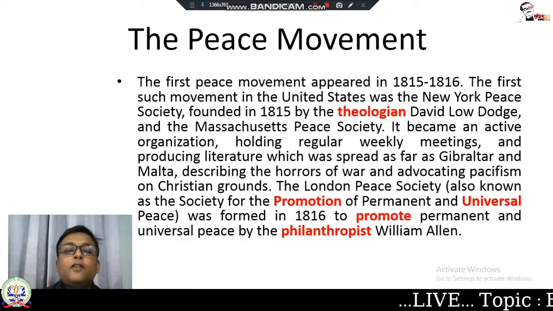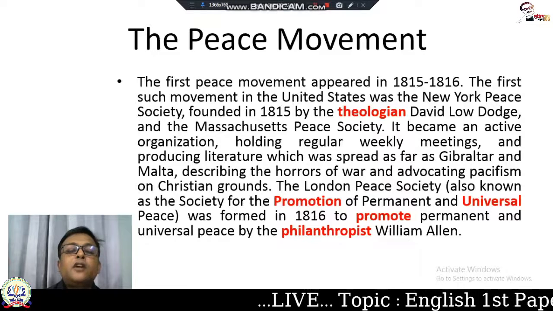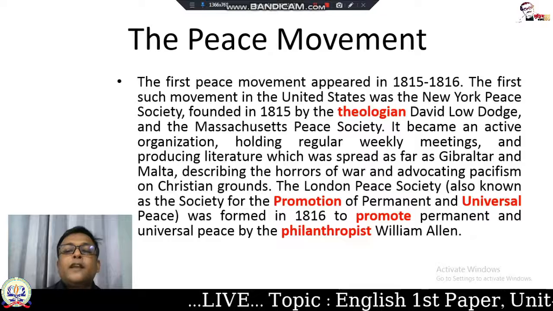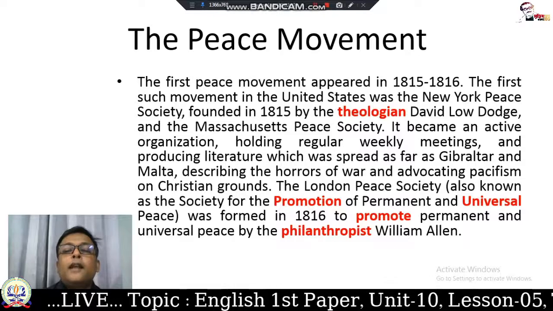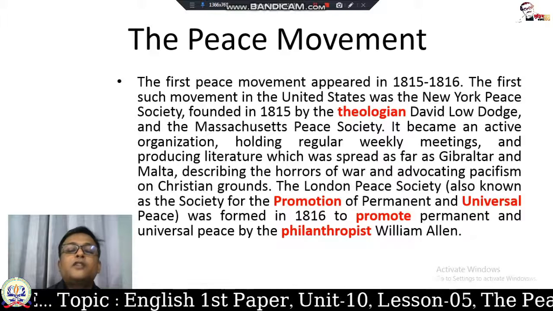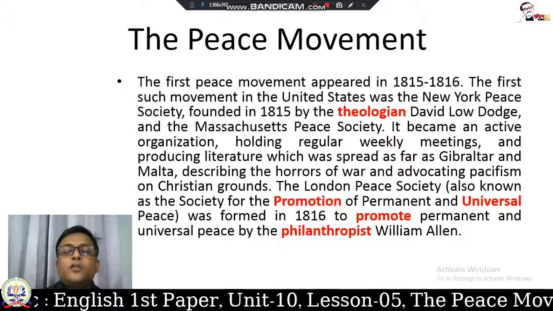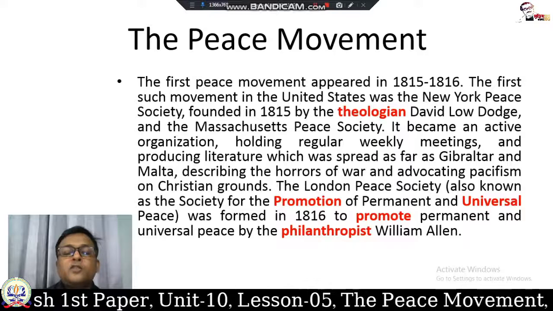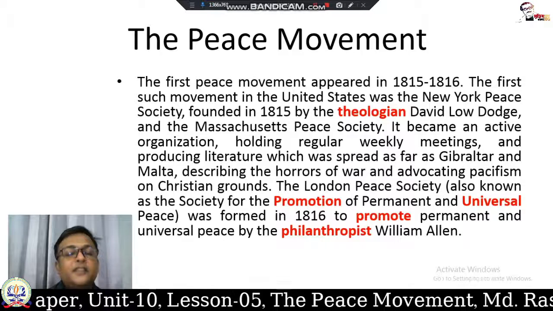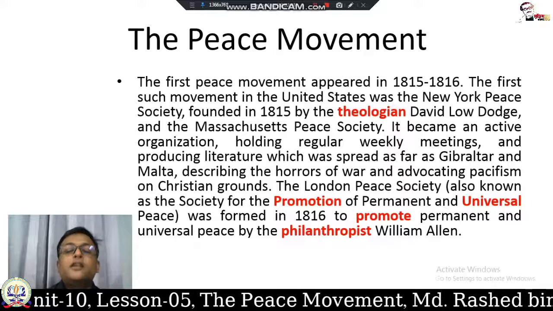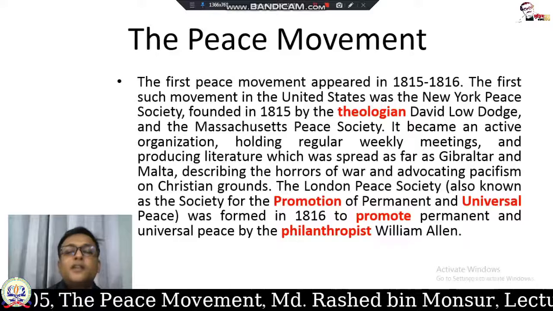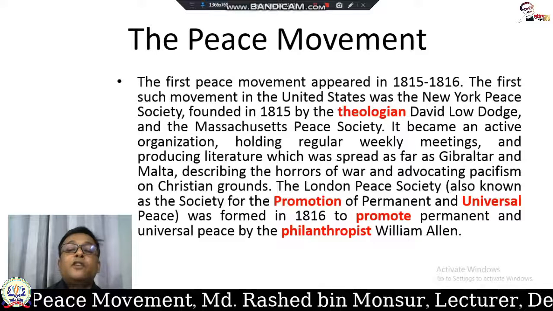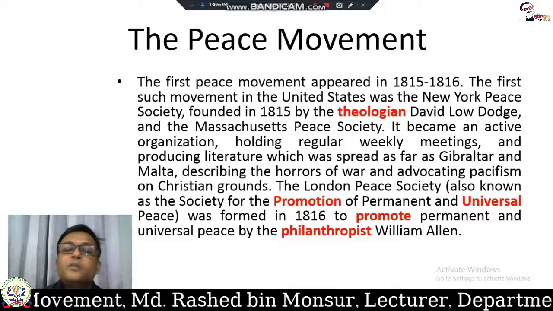It became an active organization, holding regular weekly meetings and producing literature which was spread as far as Gibraltar and Malta, describing the horrors of war and advocating pacifism on Christian grounds. Okay, so this man, David Law Dodge, was a practicing Christian, and he was a man who studied theology. So he used religion to bring about peace.